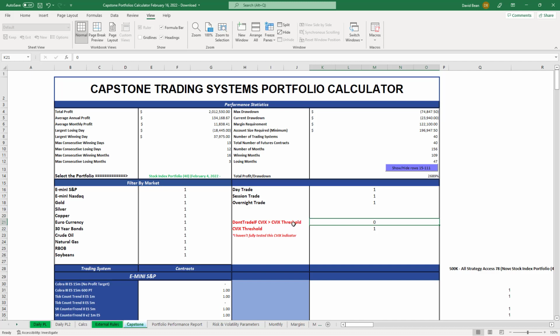If you want to use a filter so that it doesn't trade if the CVIX is greater than the CVIX threshold, then you put a 1 here. And you can also adjust the number at which it does not trade. The higher this number, the more volatile the market is. It's based on our CVIX Volatility Index indicator, the Day Trader Capstone VIX indicator. I'm going to show you that real quick, and then we're going to come back to the portfolio calculator.